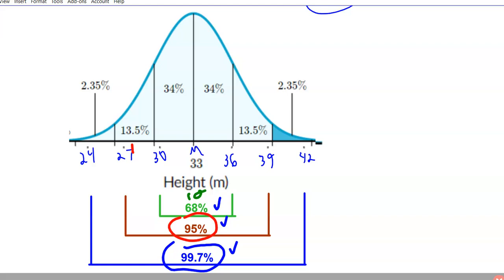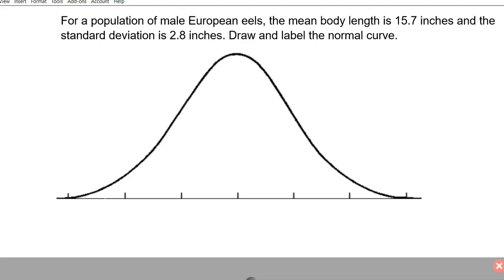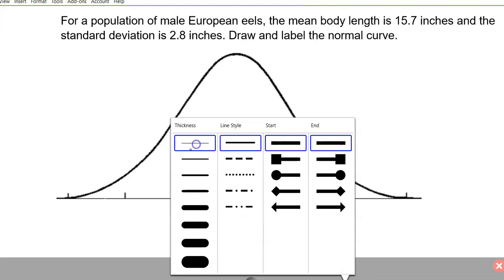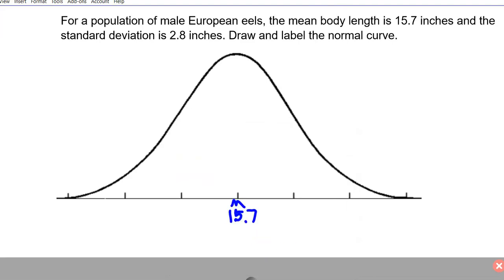So let's look at what those questions might look like. So here it says for a population of male European eels, wow, I didn't know there were American eels and European eels, the mean body length is 15.7 and the standard deviation is 2.8. So what you want to do there is the mean is 15.7. Okay, and then we're going to add 2.8 and subtract 2.8 to everything here. So hopefully I can do this in my head.